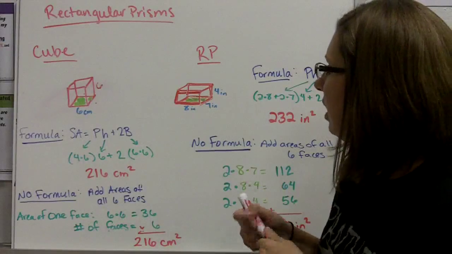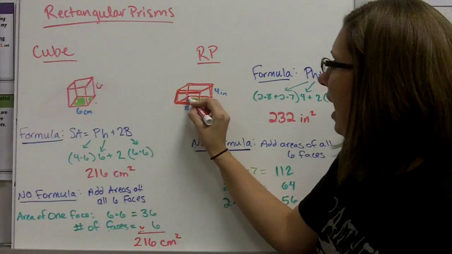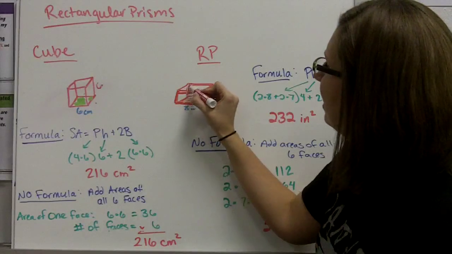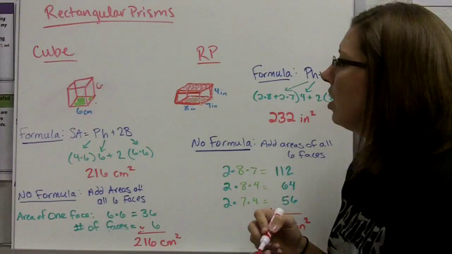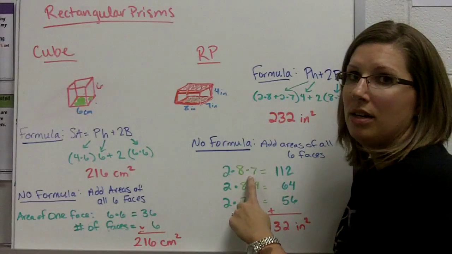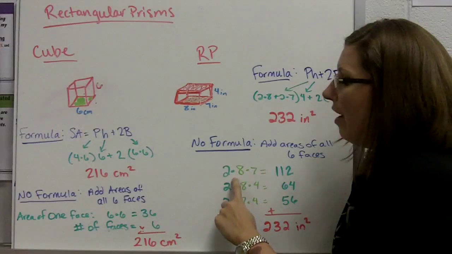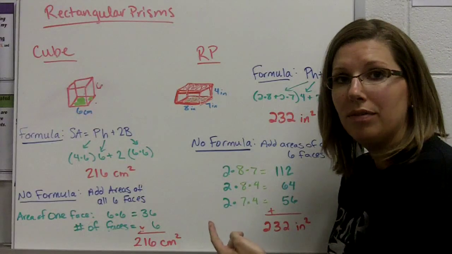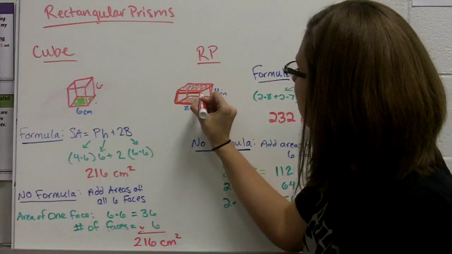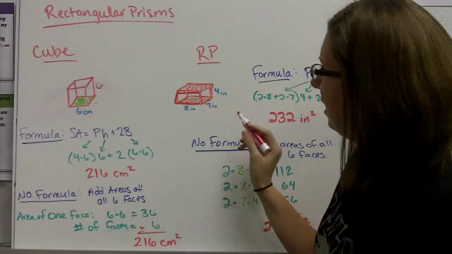Then on the bottom here, I've got my 8 by 7. And then on the top is an 8 by 7. So now I've got 2 faces that are 8 by 7. So far I have 4 faces that are accounted for. The last 2 faces are my left side and my right side. These are 4 by 7s.